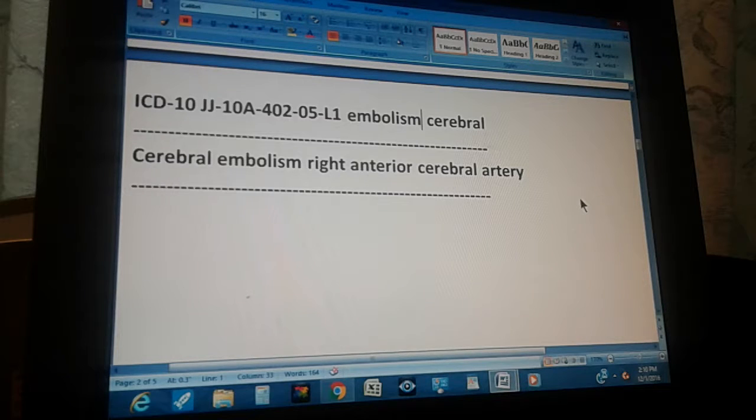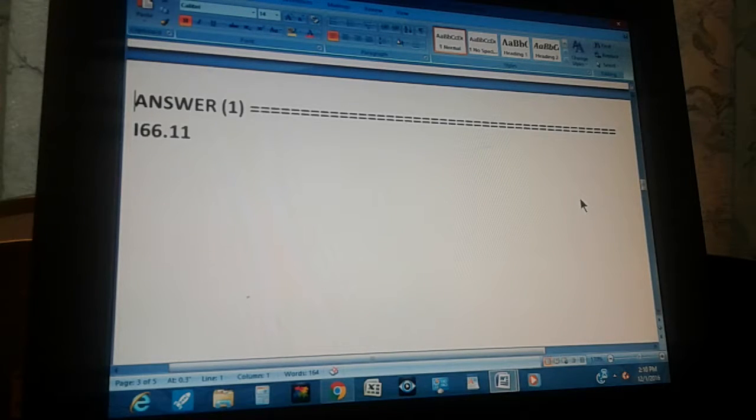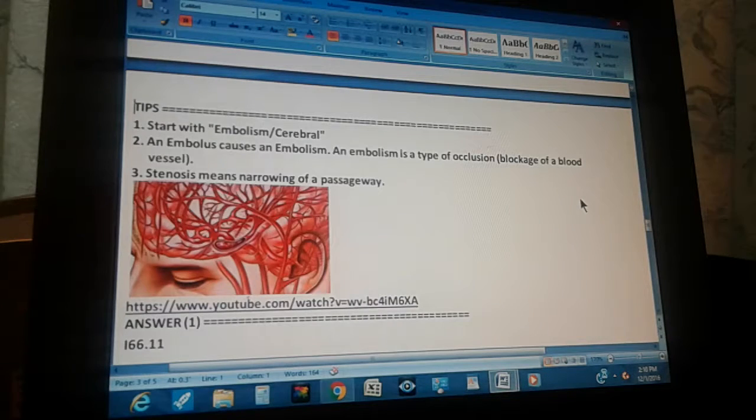1, 2, 3. Okay, the code is I66.11. And did you get it? If you got it, congratulations. If you didn't get it, let's give you a tip. What's the tip? The first tip is start with embolism, cerebral. Start with embolism and then go to cerebral.